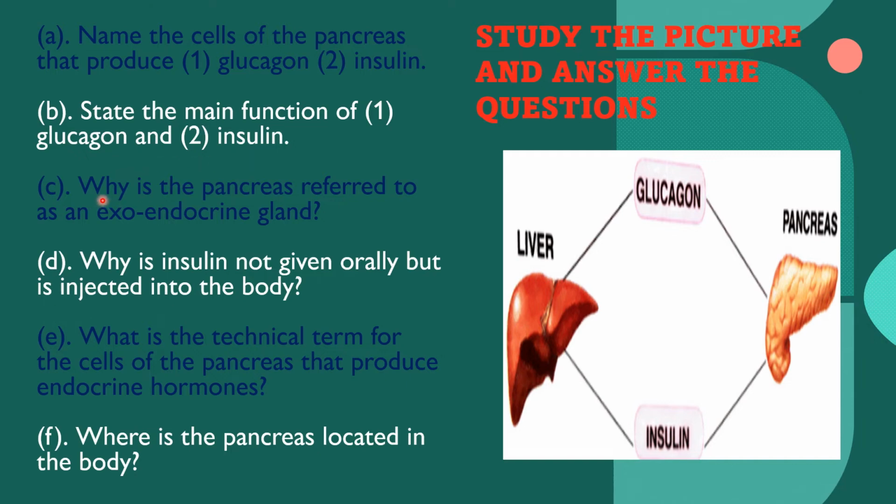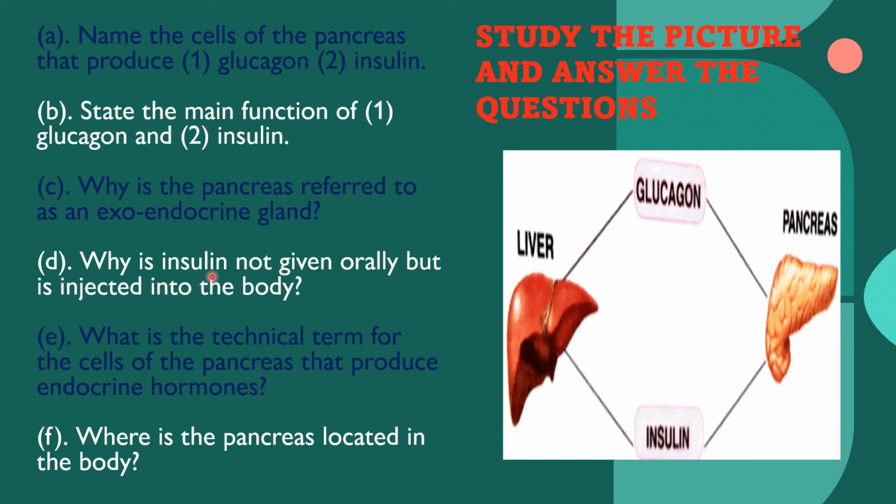Then the next one, why is the pancreas referred to as an exoendocrine gland, or they will ask heterocrine gland? Because pancreas has both endocrine gland as well as exocrine gland, or we can say duct. The gland has duct as well as ductless gland also present in this. Both duct and ductless glands are present. That's why it is called heterocrine gland or exoendocrine gland.